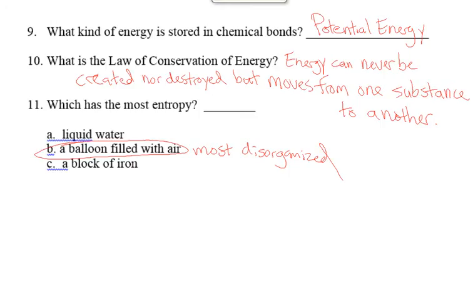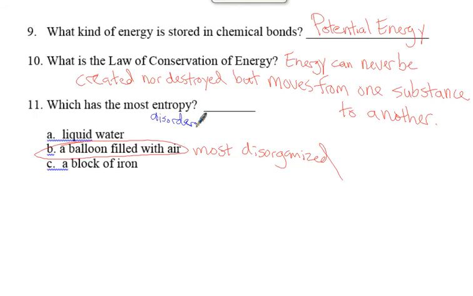Number 9, what kind of energy is stored in chemical bonds? Potential energy. What is the law of conservation of energy? Energy can never be created nor destroyed. I said broken. It just moves around from one substance to another substance. What is entropy? Entropy is a measure of disorder. So which of these has the most entropy? Which of these has the most disorder? Which one is the craziest, most wild?